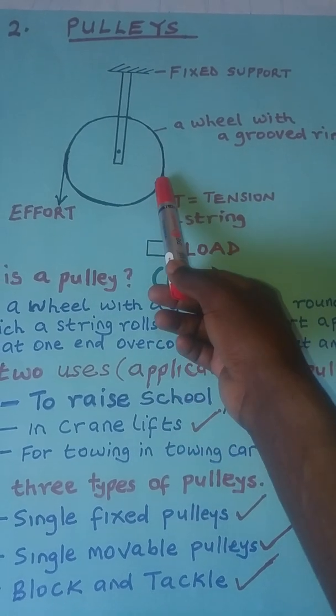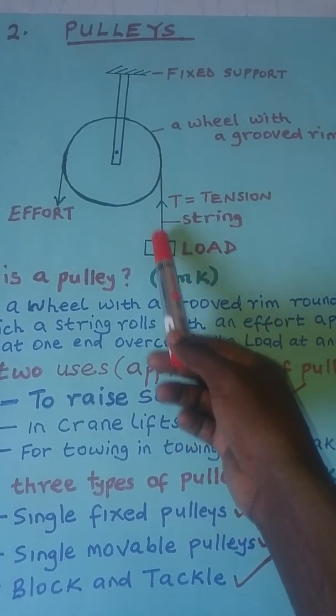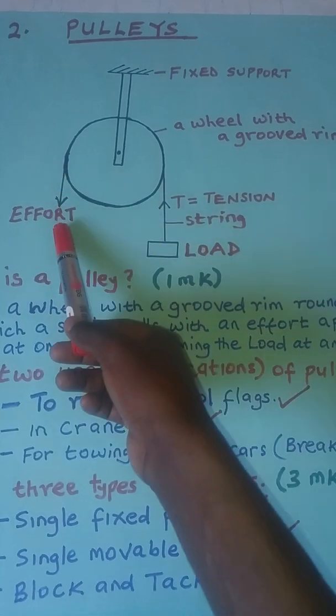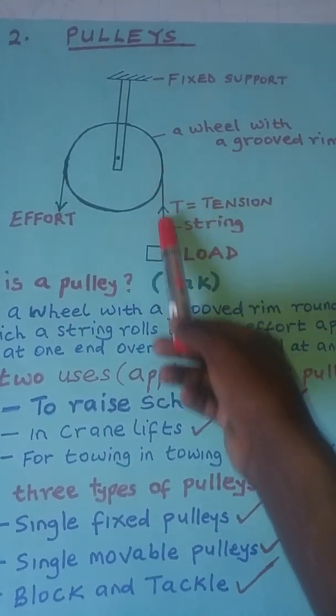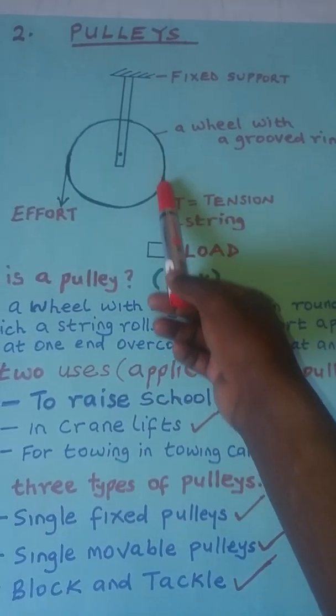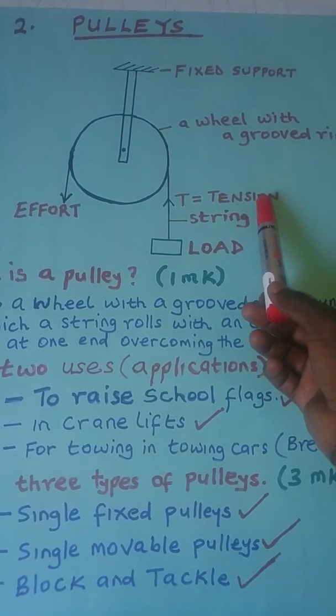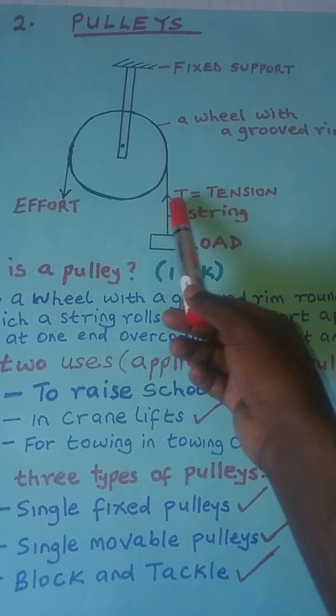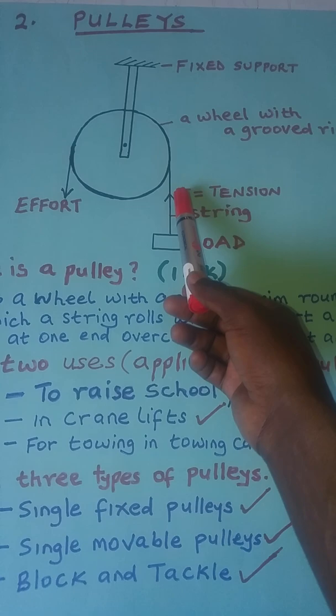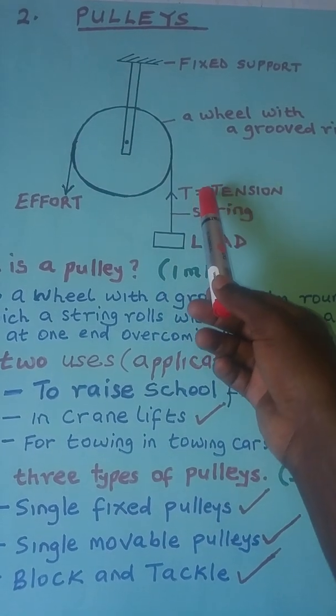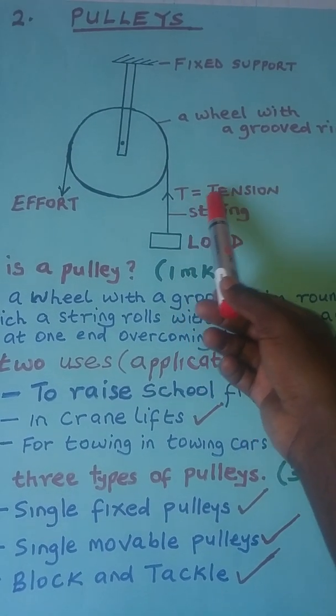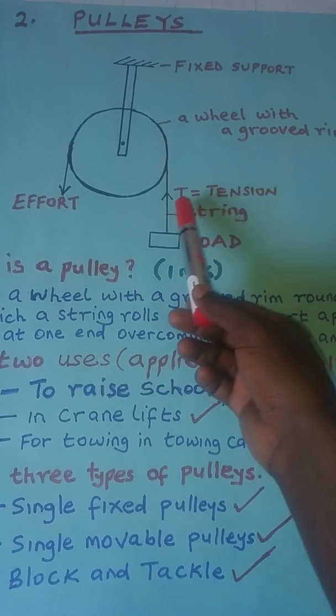Now, as the load moves down, and yet the other side the effort is pulling, this rope is going to be tight. This word tension comes from the word tight. So this force we are representing it with the letter T, that is tension. It is a force. It is a force of resistance because it is pulling.